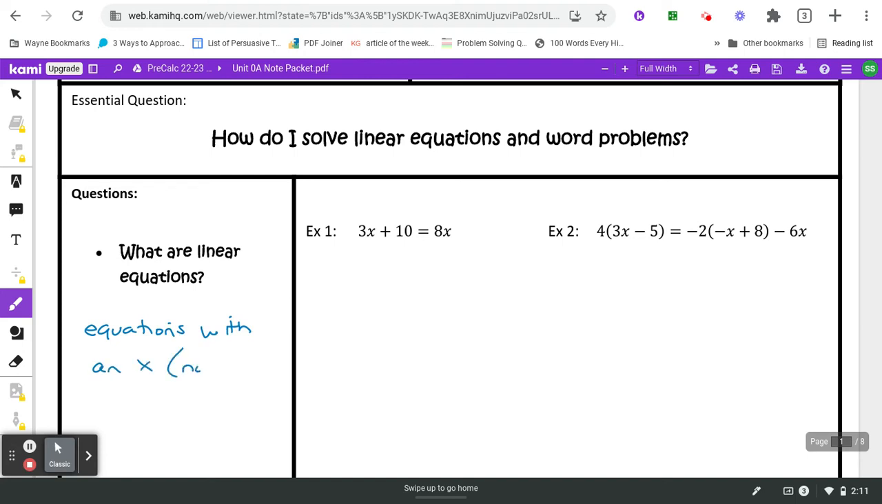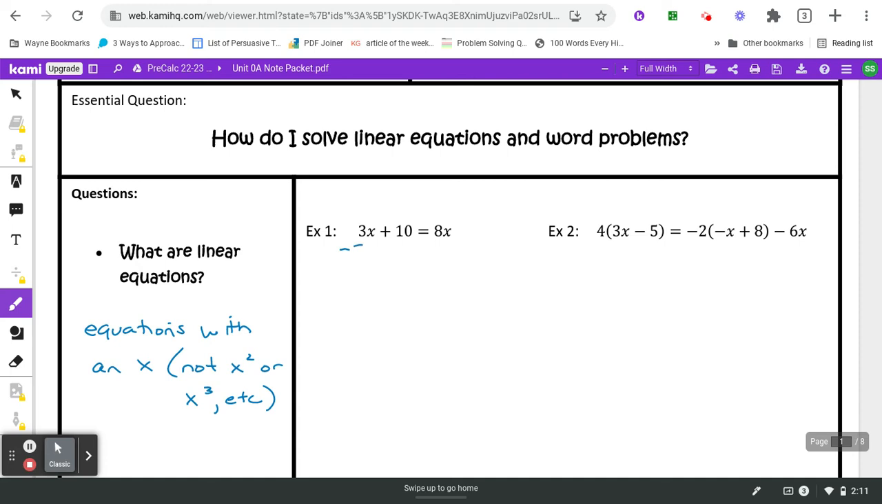But what we mean by that is not an x squared or x cubed, etc. So all the problems you see on the front side of this paper are going to be linear equations, and then we have word problems on the back side. So to solve this, you want to get the x by itself.